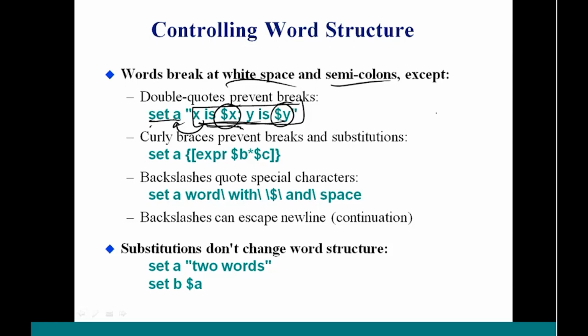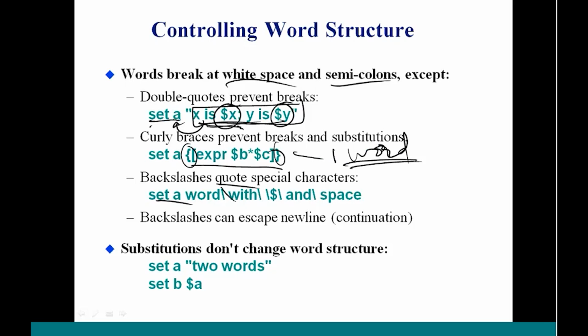Now the second case where it will not break is the curly braces. Essentially, the curly braces themselves are considered as one unit. Wherever you're using curly braces, it's considered as just one word. So anything between the curly braces is one word. I want you to understand this concept because we will revisit this over and over again later on. The third one is the backslashes, which quote special characters.